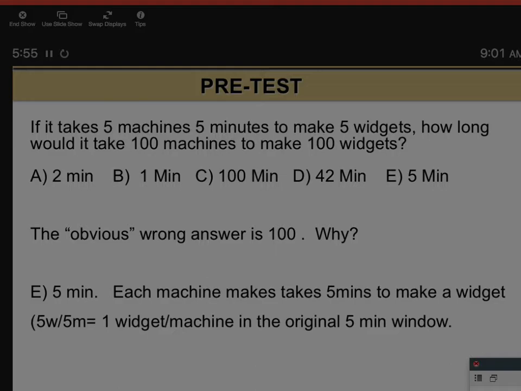Now, I got to be a little careful. Is there anyone that wants to argue why the answer is not always E? Well, if the machines fluctuate in efficiency, that's one possibility. Right, so yeah, working together, working independently is interesting.